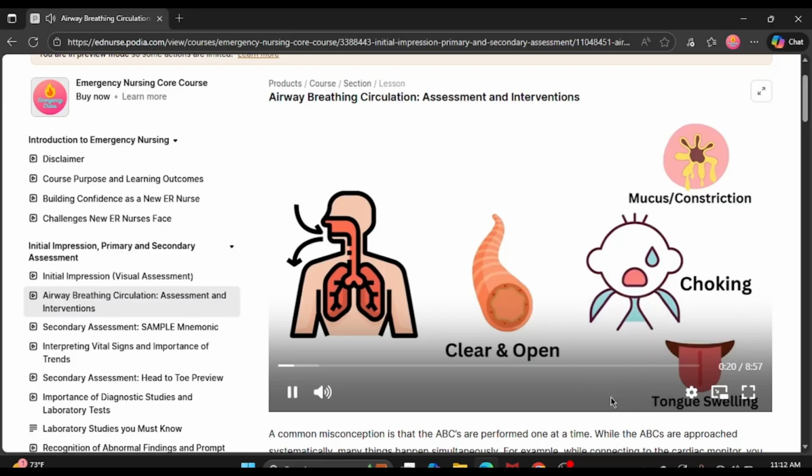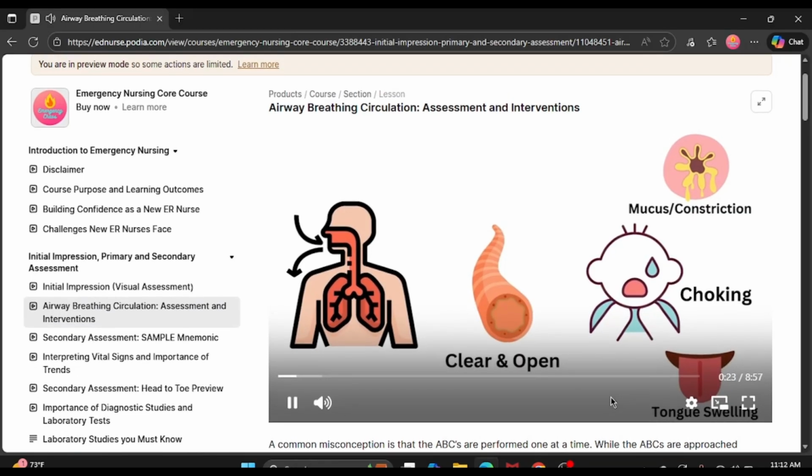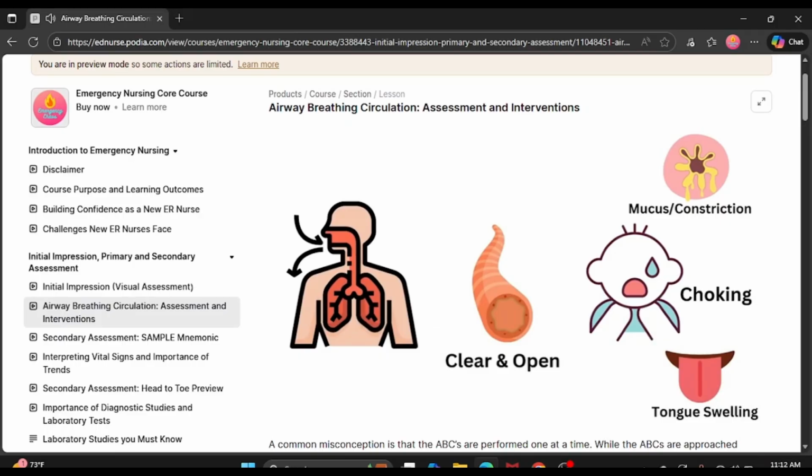As we know, the air we breathe follows a specific path in order to get into the lungs. So when we talk about the airway, we are talking about that path. What we want to know is if this path, the airway, is patent, meaning it's clear and open, or is it obstructed, or is there a possibility that it may become obstructed?